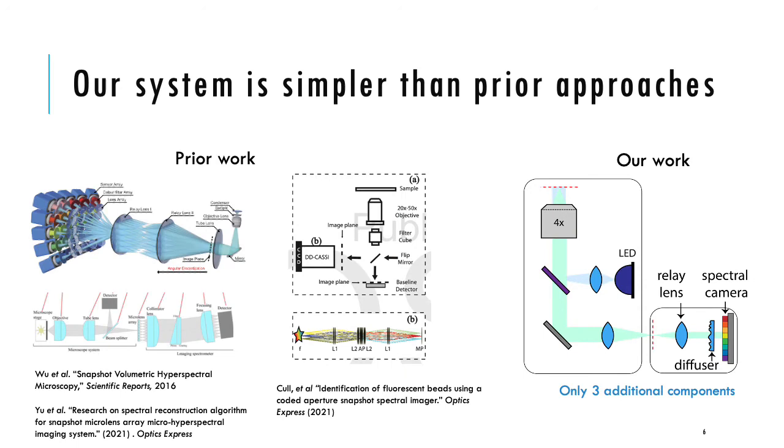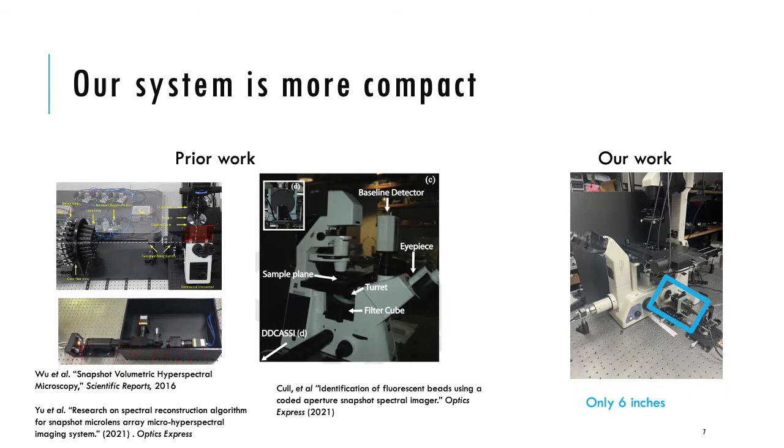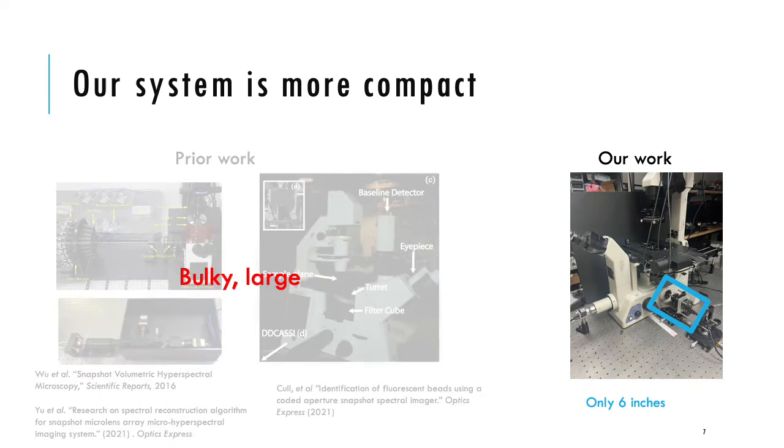There are many designs for snapshot hyperspectral microscopes. These designs use a combination of filters, lenses, and prisms, requiring many additional costly components. Our system is simpler than these prior approaches and only consists of 3 additional components: a relay lens, a diffuser, and a spectral camera. These prior systems are also bulky and large, making it difficult to adapt them into existing fluorescent microscopes. Our system is more compact, only 6 inches in size, and can be coupled to the output port of any existing benchtop microscope.